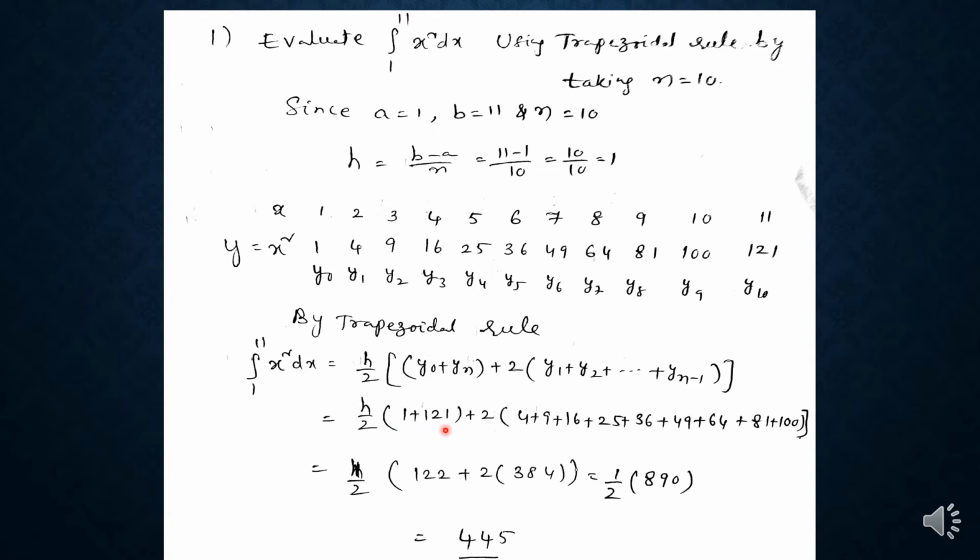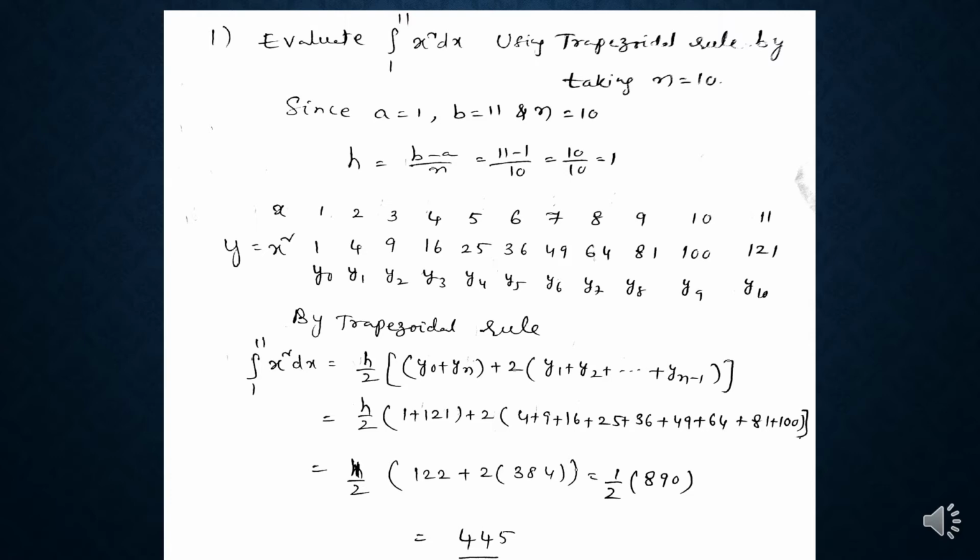1 plus 121 plus 2 into the sum of the remaining ordinates, that is 4 plus 9 plus 16 plus 25 plus 36 plus 49 plus 64 plus 81 plus 100. So by simplifying this, we will get 1 by 2 into 122 plus 2 into 384, that is 1 by 2 into 890, that is 445. So this is the integral 1 to 11 x square dx by using trapezoidal rule, not from integration.